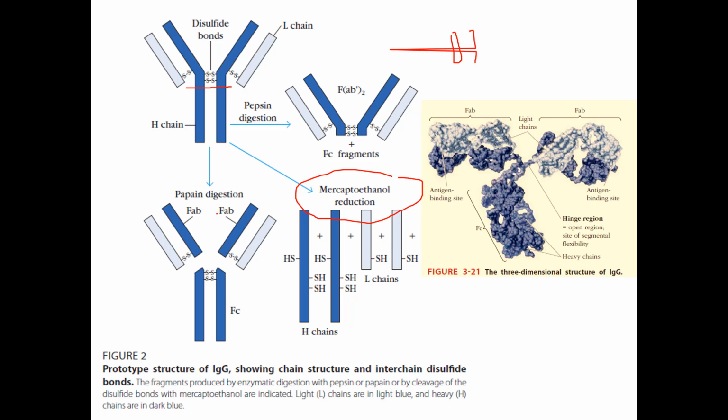But if we perform a papain digestion, it will cleave above the disulfide bond. So what we will receive after digestion is two Fab fragments like this. And the two Fc regions are joined together by the disulfide bond. So this is what we will get. And here you can see a three-dimensional structure of the immunoglobulin IgG.